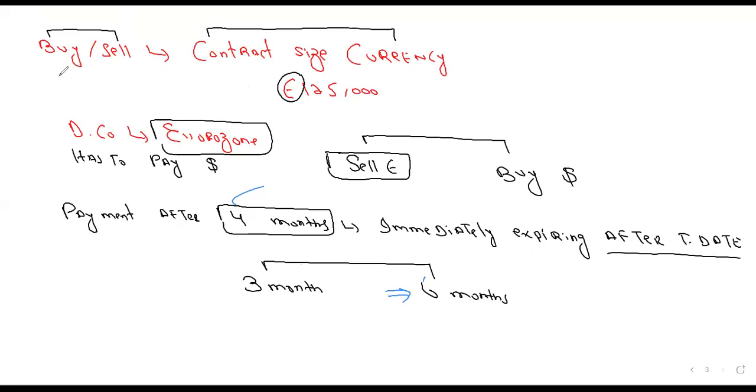And this buy or sell criteria depends upon the contract size currency. If you are buying the contract size currency, it will be a buy future. If you are selling the contract size currency, it will be a sell future. If we apply this criteria here, what will happen?